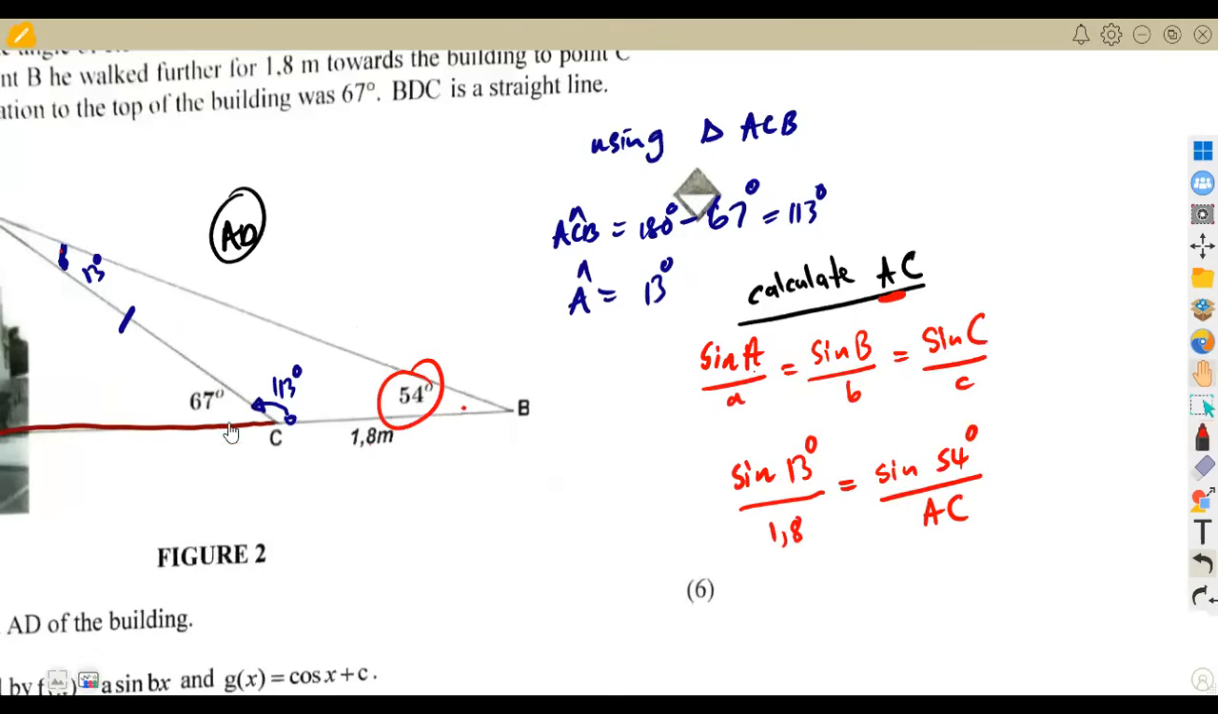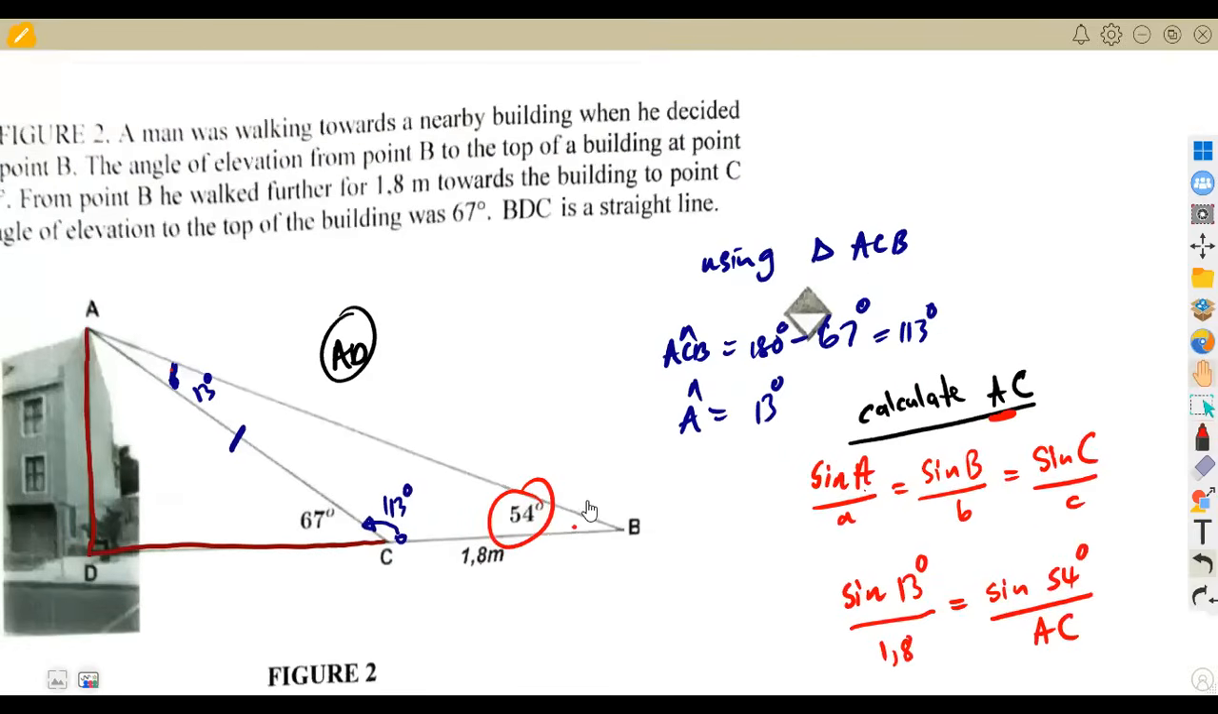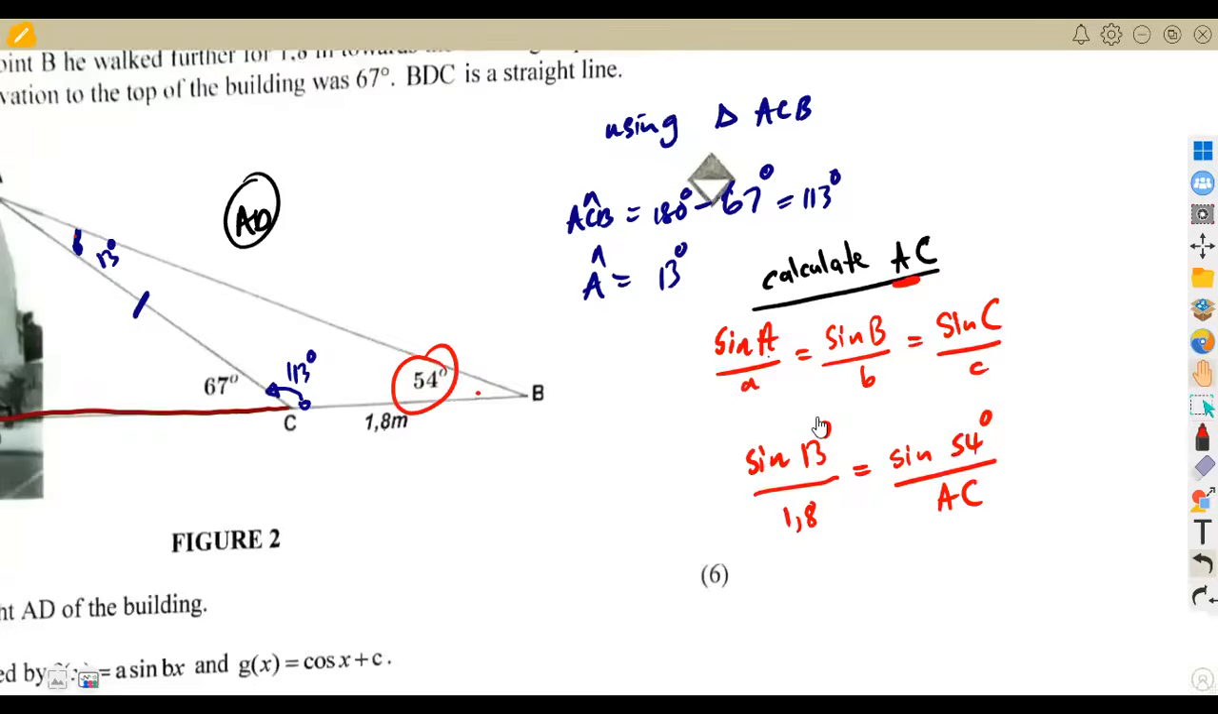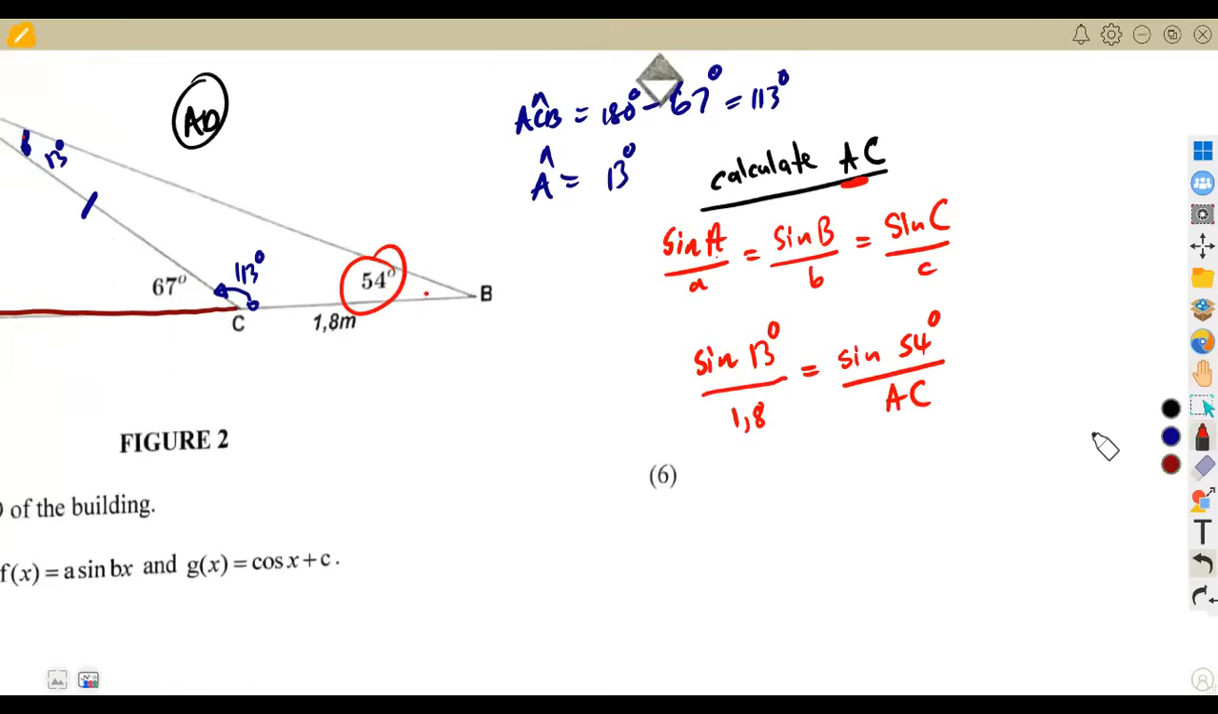If you want, you can also calculate AB. You can still obtain the same answer from AB, because you can also use the bigger triangle if you calculate AB. But since here I'm going to consider AC, we're still going to have the same answers at the end.